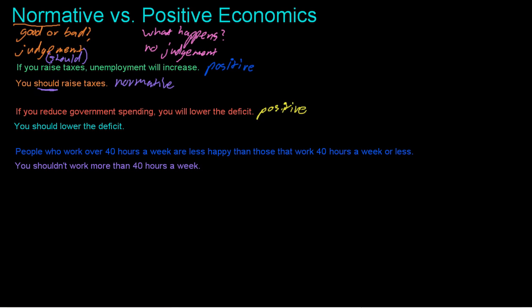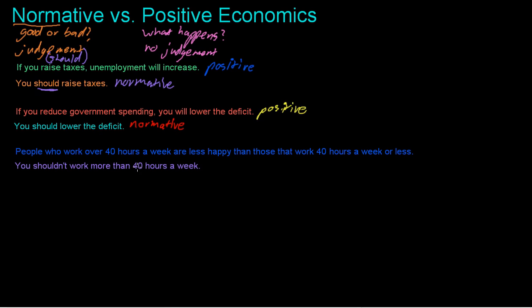And then here's a statement that says you should lower the deficit. And so you probably have figured this out by now, that this is a normative statement because it is saying what we should do. It is saying that it is good to lower the deficit, so we should do that.